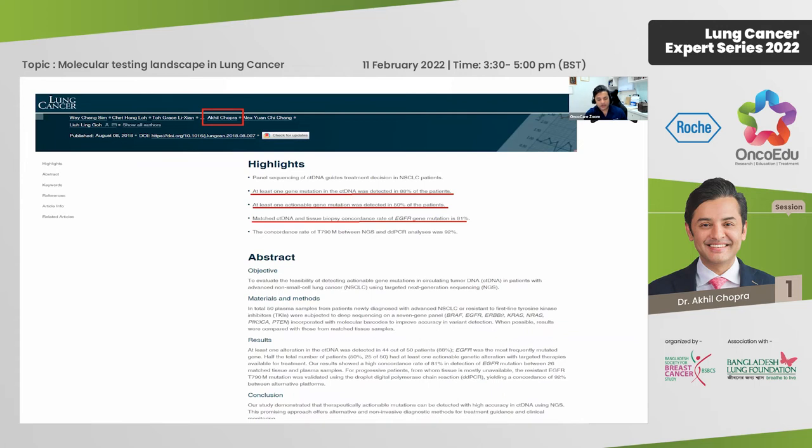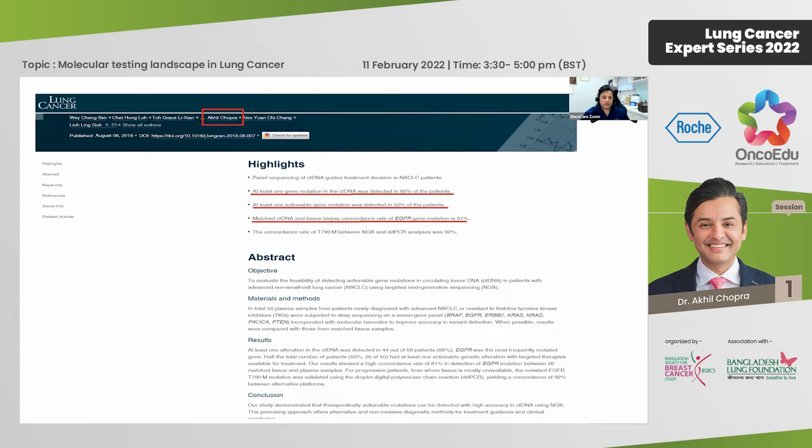We found that at least one alteration in ctDNA was detected in 44 out of 50 patients. So 88% of this sample set had at least one DNA alteration. At least in Singapore, where I practice, in this data set, EGFR was the most frequently mutated gene. At least 50% of these patients had one actionable genetic alteration. That's huge. So 50% of patients we could use targeted therapy for. And we also found a high concordance rate with tissue biopsy, like many other authors and studies have shown. We could also detect T790M on progression with a concordance rate of 92% of patients.